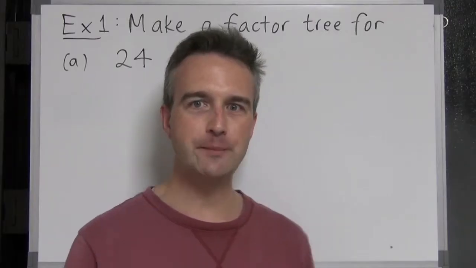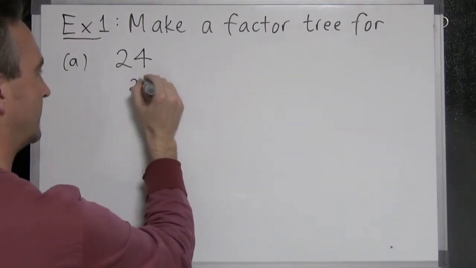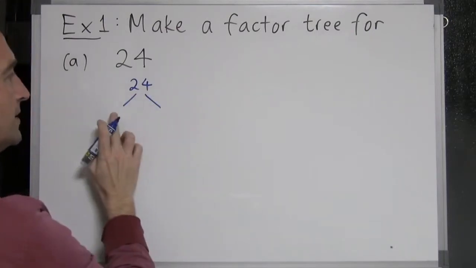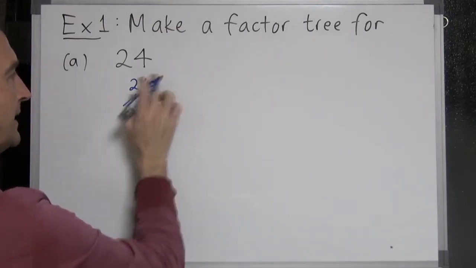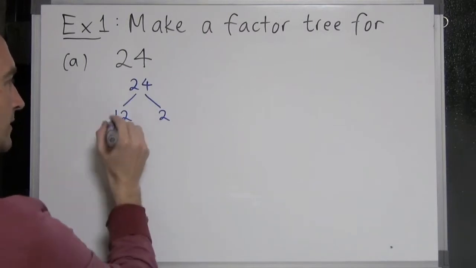Let's jump in. We're going to make a factor tree for 24. So I'm just going to copy 24 down here and let's give it a try. We just make branches and we write numbers that get multiplied together to make 24. These numbers are called factors. For example, 12 times 2. And then we keep going.